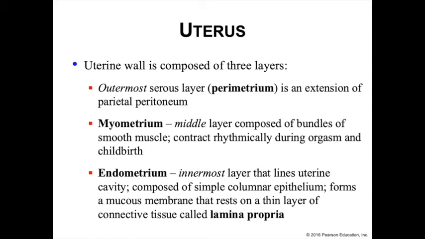And here are your different layers actually written out for you, the same ones we saw in the picture. So we have the parametrium, that very outside layer. We have the myometrium, this is smooth muscle. We have the endometrium, which is the very inner epithelial layer making up that inner lining.